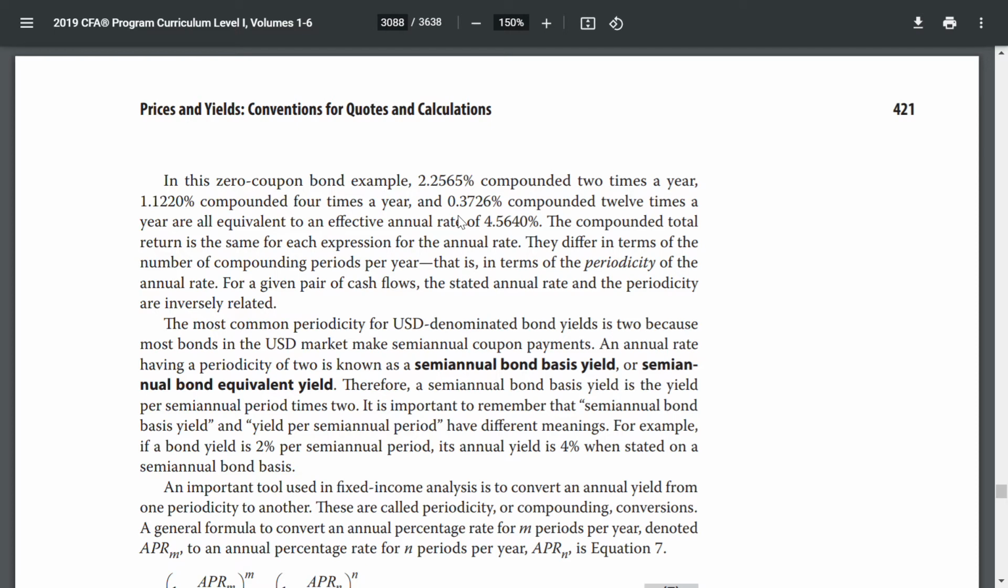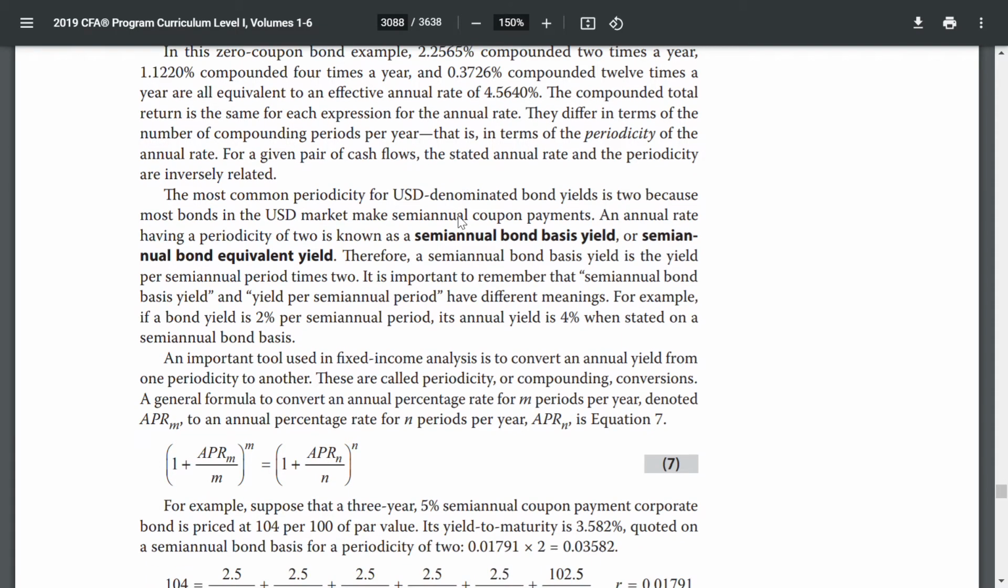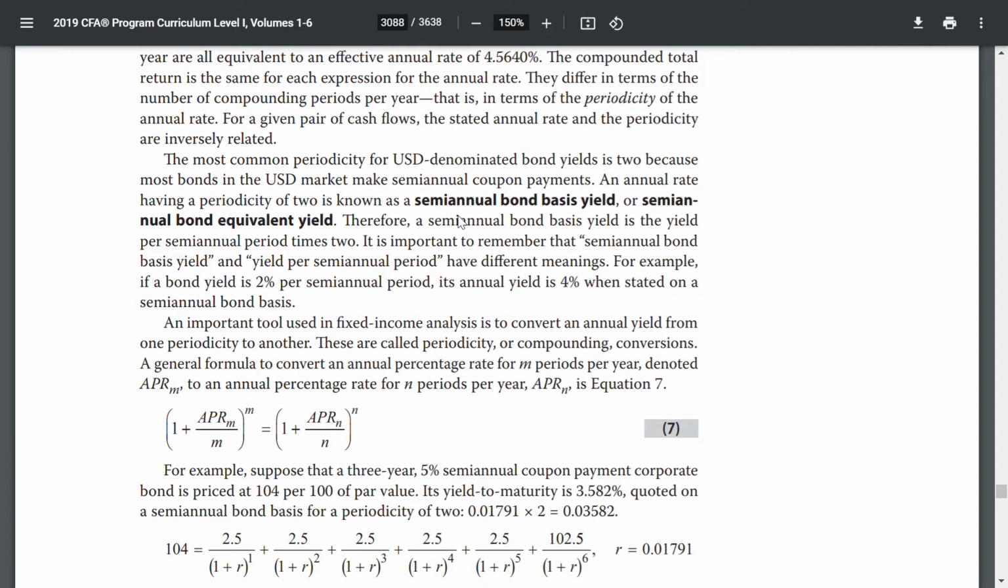In this zero coupon bond example, the yield is 2.2565% compounded 2 times a year. That's divided by 2, and you get that. The most common periodicity for USD denominated bond yields is 2 because most bonds in the US dollar market make semi-annual coupon payments. An annual rate having a periodicity of 2 is known as a semi-annual bond basis yield or a semi-annual bond equivalent yield. Therefore, the semi-annual bond basis yield is the yield per semi-annual period times 2.